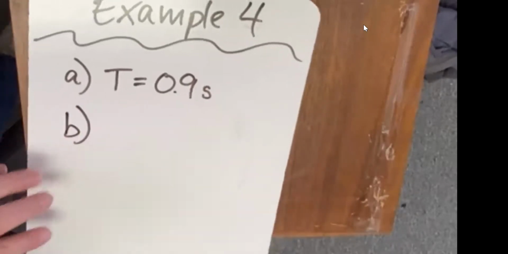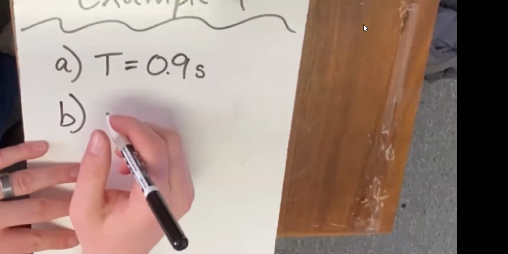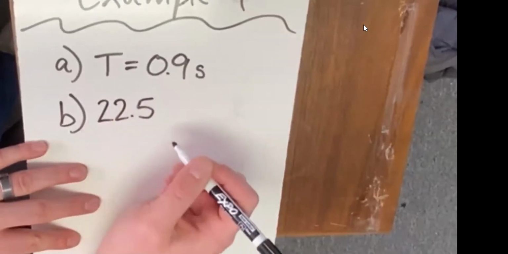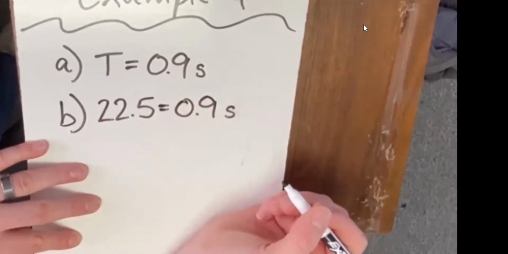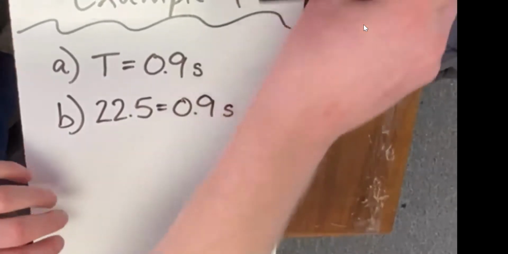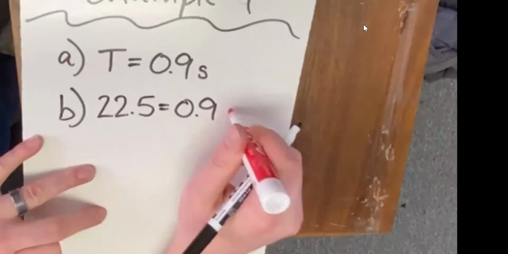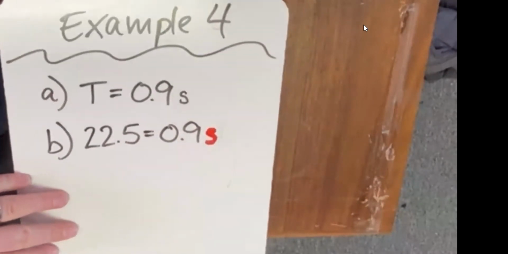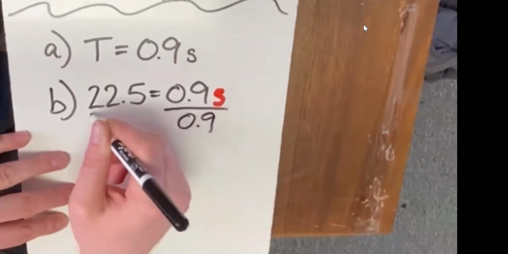Part B, it wants to know how many songs Maria was able to download. So I need to write down the total amount of money here. So we have $22.50, or just 22.5, equals 0.9 times S. I need to get S all by itself. S is my unknown variable. I'm going to write it in red there. So 22.5 equals 0.9 S. So I need to divide both sides by 0.9.